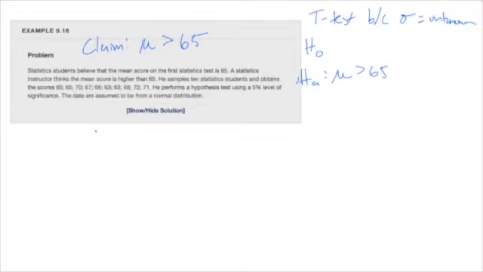The null has to be contradictory. The students believe that the mean score is 65, so equals 65 would be contradictory. You also could use that the mean is less than or equal to 65. Either of those would be fine for a null hypothesis. It just has to be contradictory to the alternative. All right, so we've established that this is a t-test because we do not know the population standard deviation, and we have our hypotheses written.